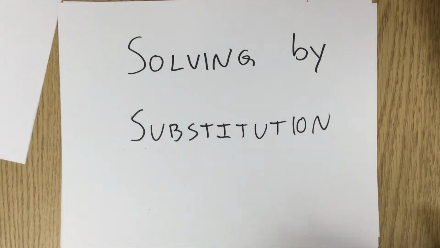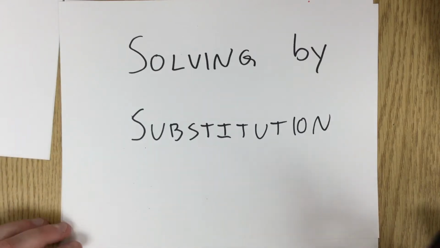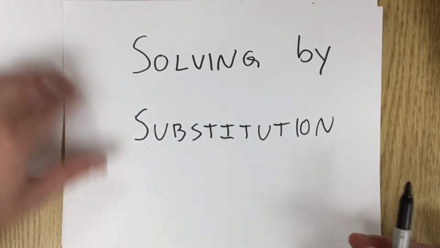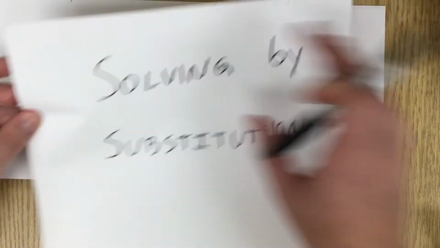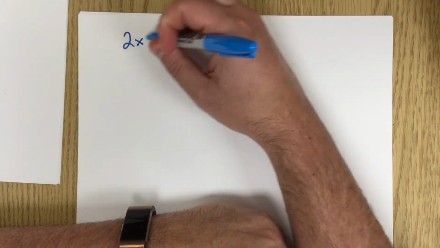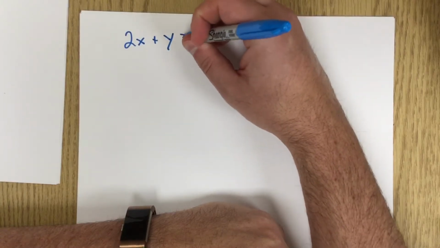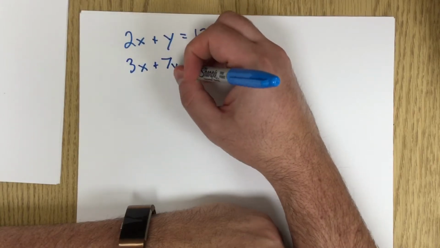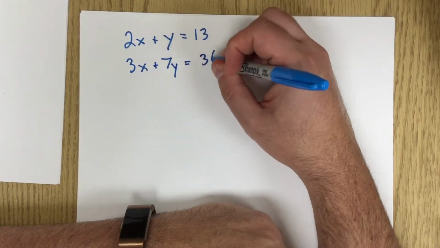So we're going to be learning today how to solve a linear system by substitution. We're going to be solving a linear system by a process called substitution. Now what this is essentially, it's going to be a procedure, and we're going to use this procedure to actually get the answer. So let's say we have 2x plus y equals 13 and 3x plus 7y equals 36.